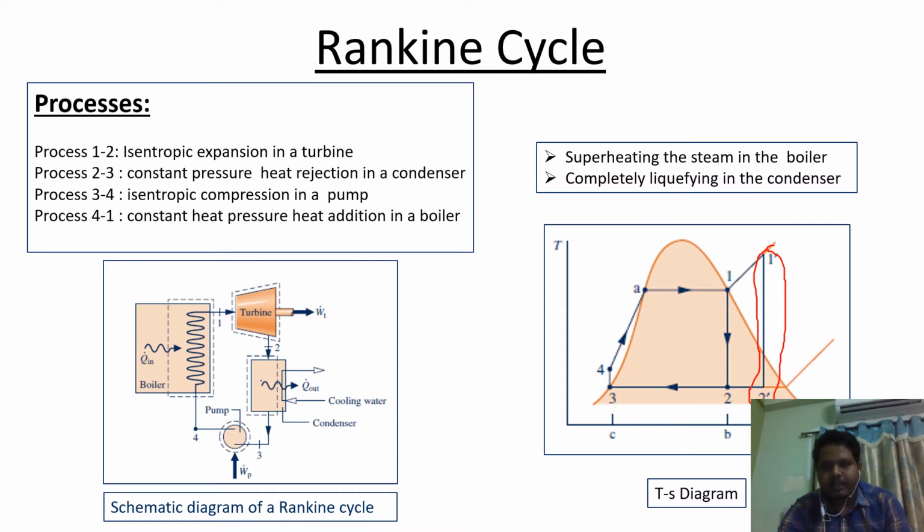So here the temperature is constant. Why? Because there is a phase change. It is a latent heat. Here this is a latent heat. So here this is the saturated liquid line. This line is the saturated vapor line. So there is a phase change. The water is converting into steam, and the steam again enters the turbine. This is the complete cycle. Okay. This is about the Rankine cycle.